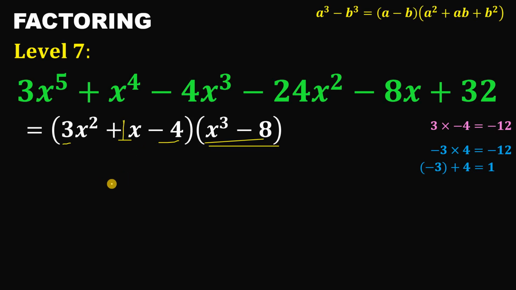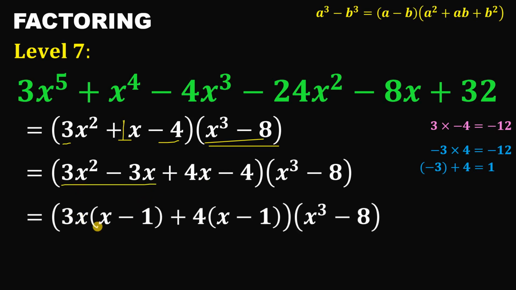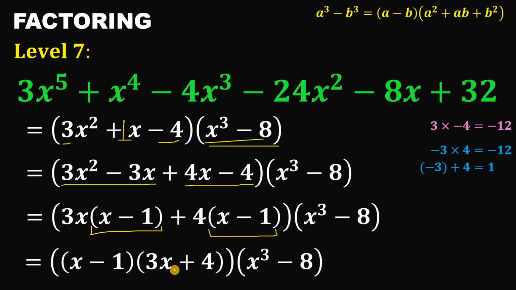So we can break this x as negative 3x plus 4x. Now, factor out 3x. So we have 3x multiplied by x minus 1. And factor out 4 in these two terms. We have 4 multiplied by x minus 1. Now, the common factor is x minus 1. So we can factor this out nicely as x minus 1 multiplied by 3x plus 4, the remaining term.